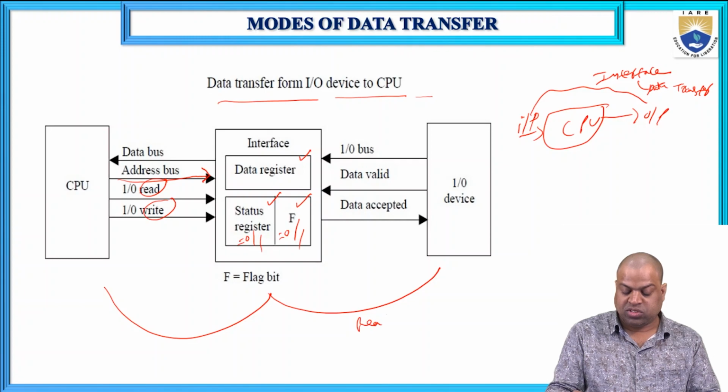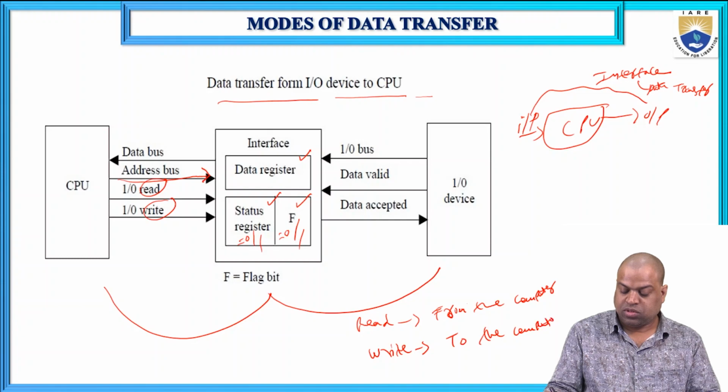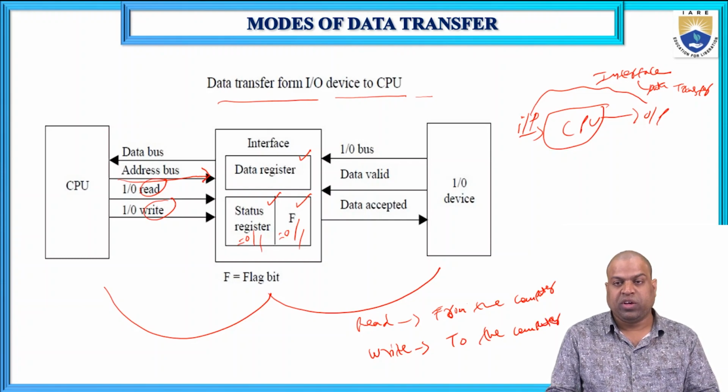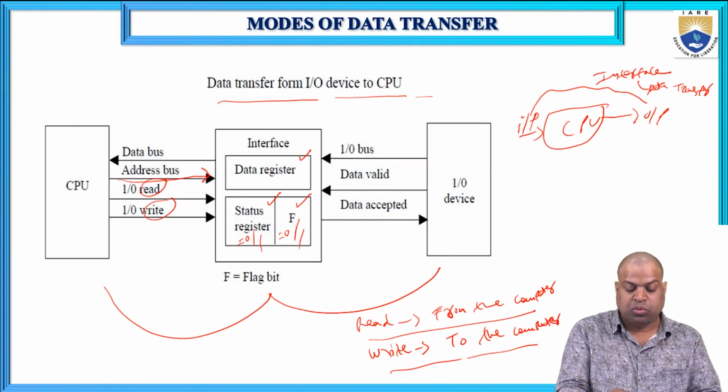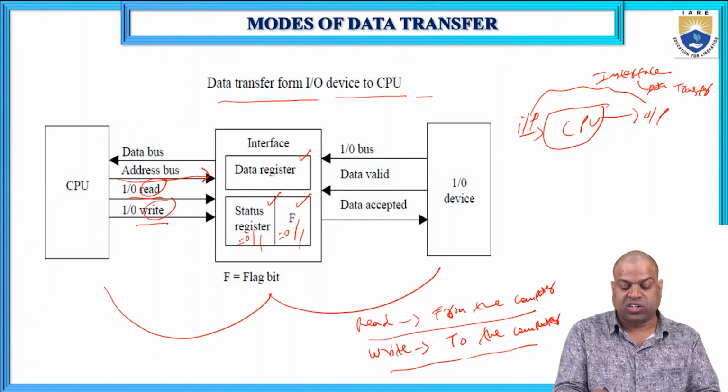So what is a read and a write? Read means from the computer, write means to the computer. What is the information we are giving? That is the write to the computer. What is the information we are taking? The data is taken from the CPU. That is called read. So input output read, input output write. It is connecting to the interface through the data register. So input outputs are the interfaces to the CPU.